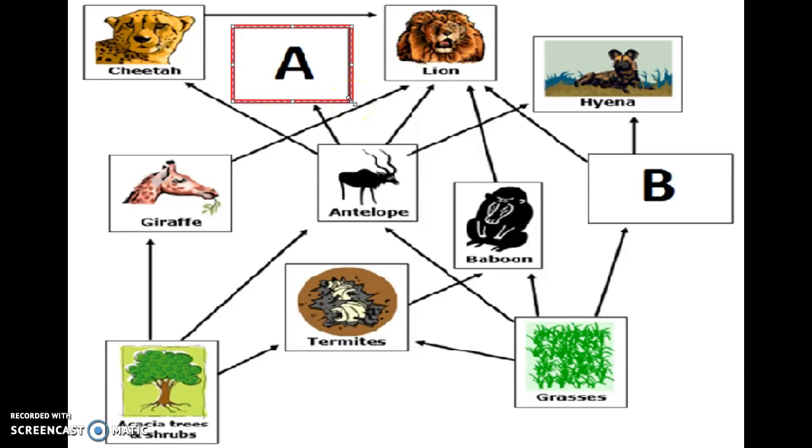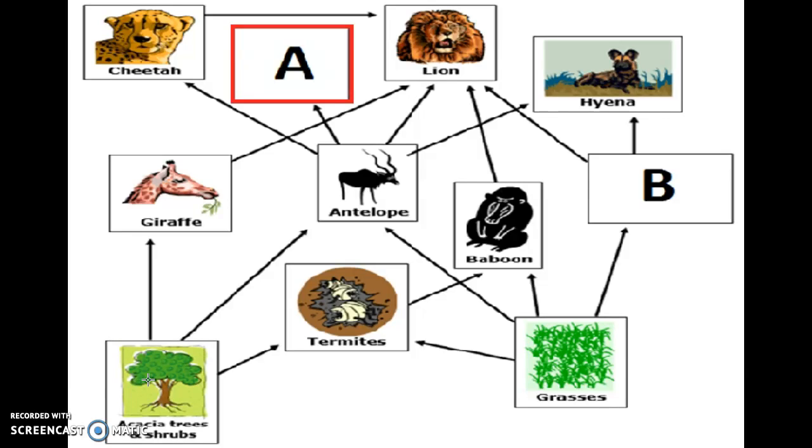If you look at organism A, which is right here in this box, it depends on whether I ask you for trophic level or whether I ask you for the type of organism that's there. Let's say I ask you for trophic level for organism A. Whenever you're trying to figure out trophic level, you always have to start at the bottom with one of the producers. You can either start with the acacia trees in this case, or you can start with the grasses. But you have to start at one of the producers.